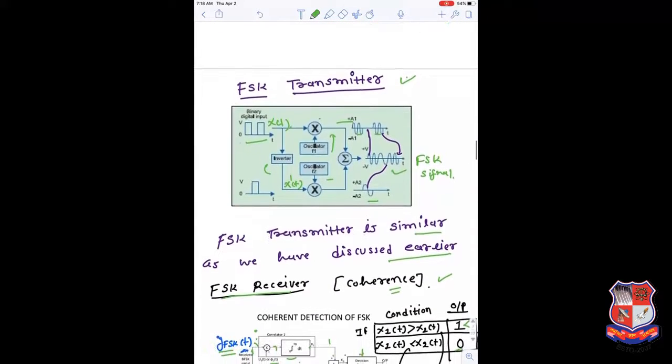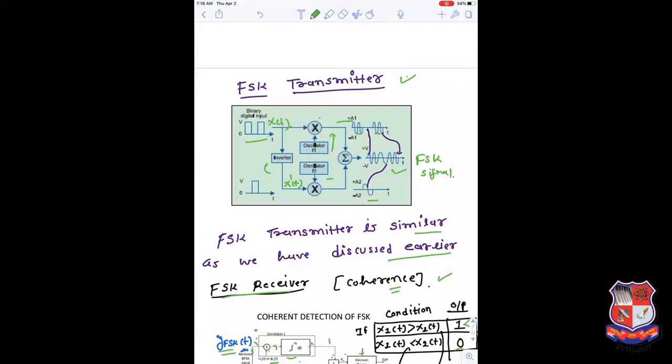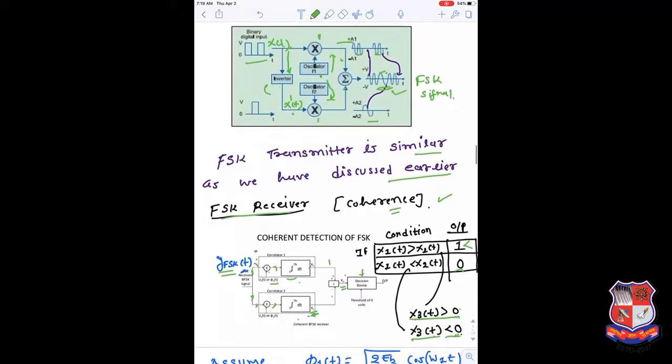Now we take a look at the FSK transmitter. The FSK transmitter is the same as what we have discussed. We have the x of t signal multiplied with the multiplier or ASK modulator with the frequency f1. Here it passes through the inverter. We have an inverted version of x of t, multiplied with the second oscillator producing a carrier frequency of omega 2, then they are added over here, and finally we are producing an FSK signal. So that part we already discussed.